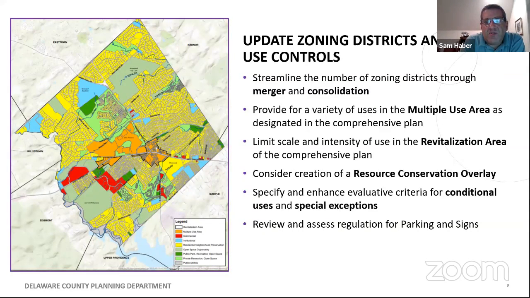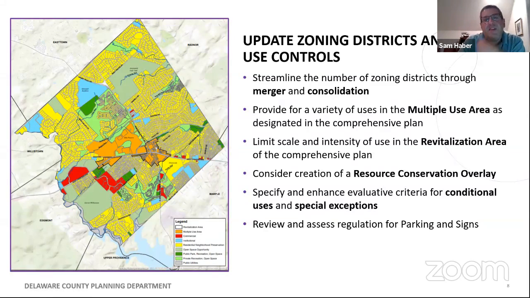Provide for a variety of uses in the multiple use area as designated in the comprehensive plan. So the multiple use area is all the area in orange that is shown on the map. And the area that's outlined in black is where we're proposing a new town center zoning district, which will expand the types of uses allowed in at least a significant part of the multiple use area.